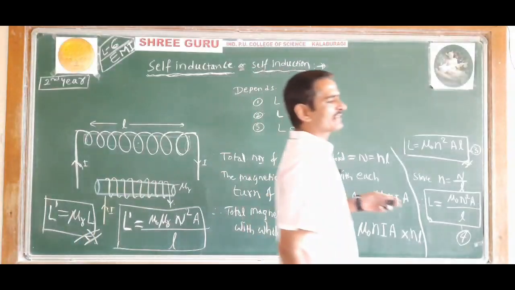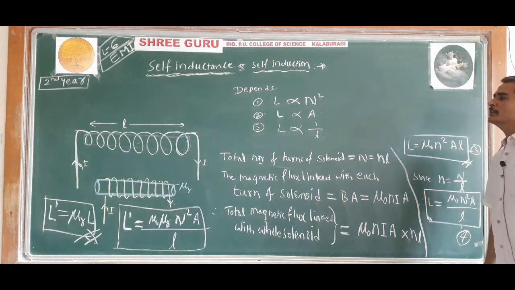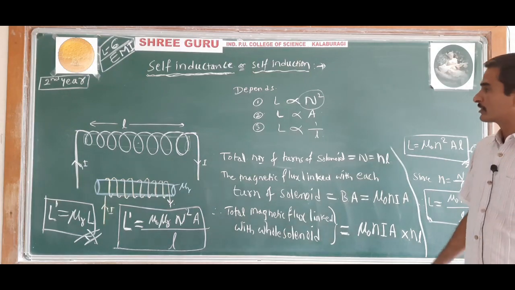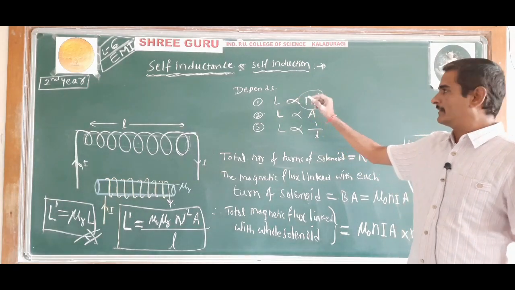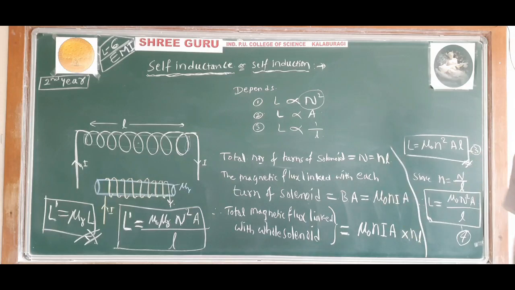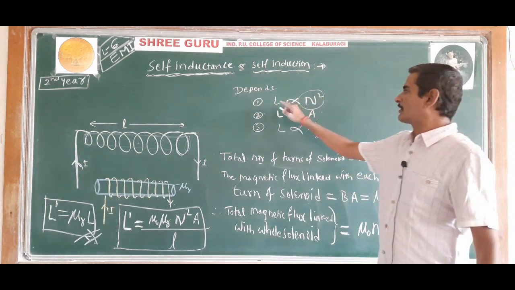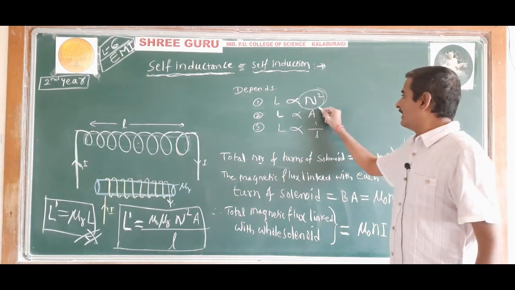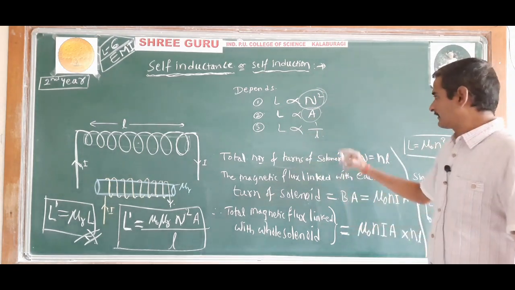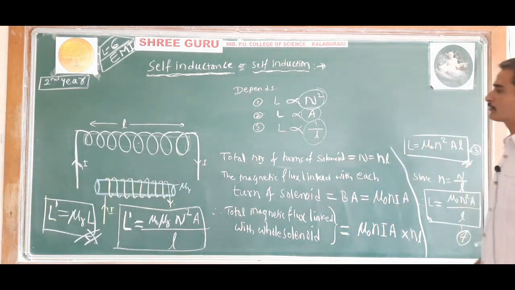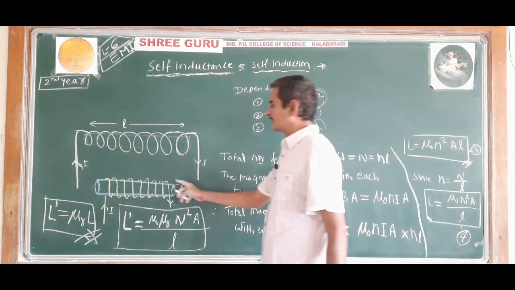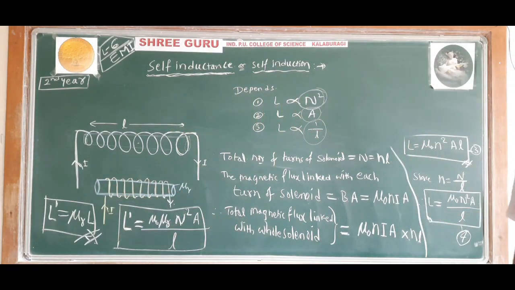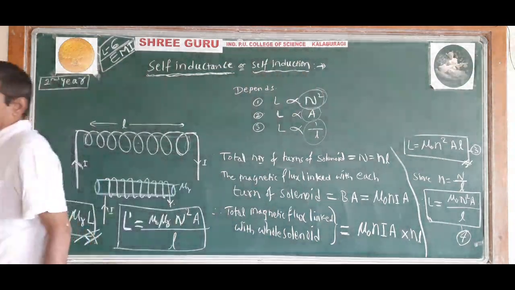Understood? So what are the factors on which self-inductance of a solenoid depends? Self-inductance of a solenoid depends upon the total number of turns wound on the solenoid, the cross-sectional area of the coil, the length of the coil, and also the permeability of the material medium. So these all are the factors on which self-inductance of a solenoid depends.